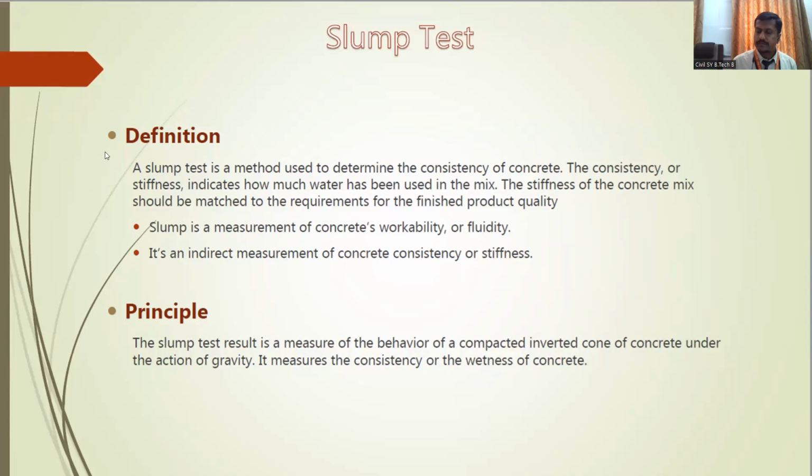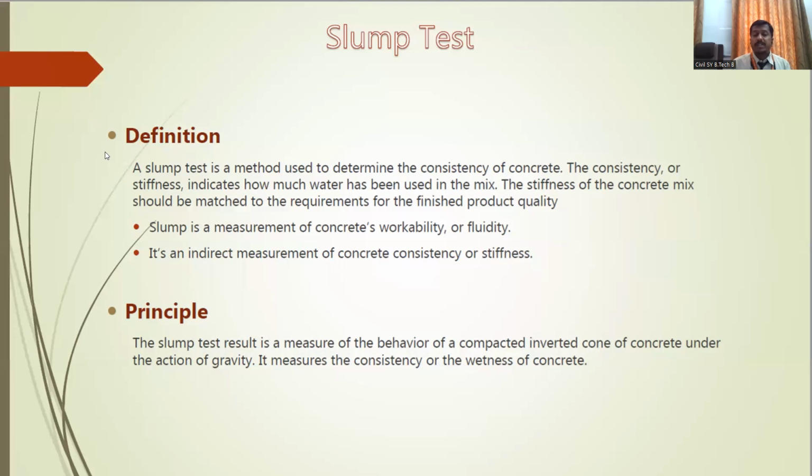Okay, good. So the slump cone test, what is the purpose? Basically, through the slump cone test, you will come to know how much water you have used in preparing that particular concrete. The slump is a measurement of concrete's workability or fluidity. It is the indirect measurement of concrete consistency or its stiffness. It is not the direct measurement, but the indirect measurement of the concrete consistency.